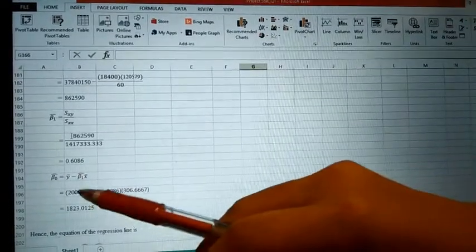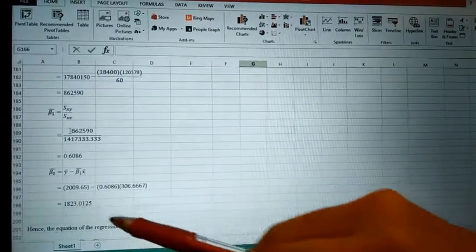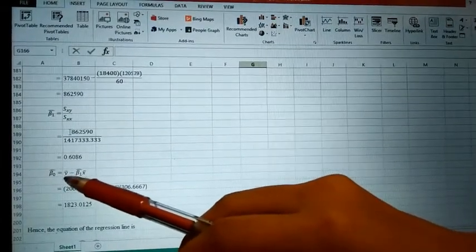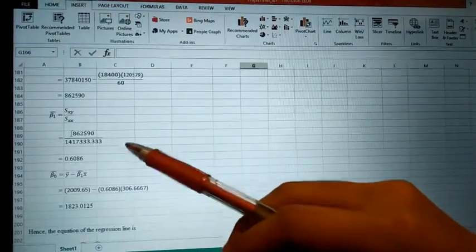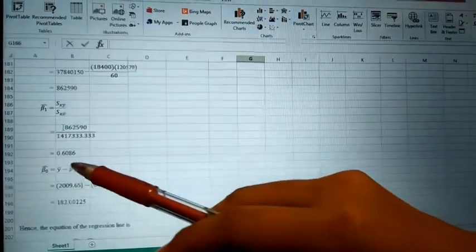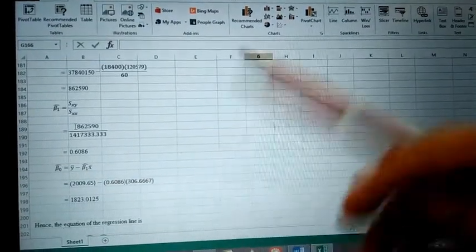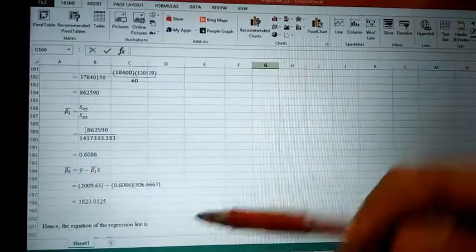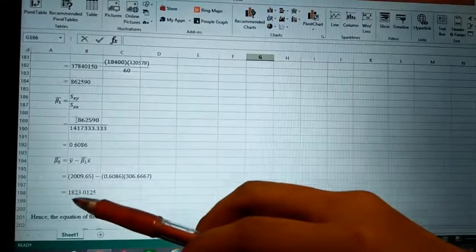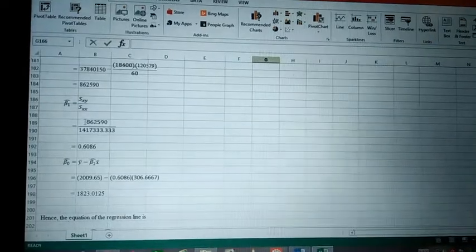0.6086. And then to find the equation of the regression line, beta h null is equal to the mean of y, which is the mean of sales, minus beta h1 multiplied by the mean of number of bread product. We calculate and then we get 1,823.0126.